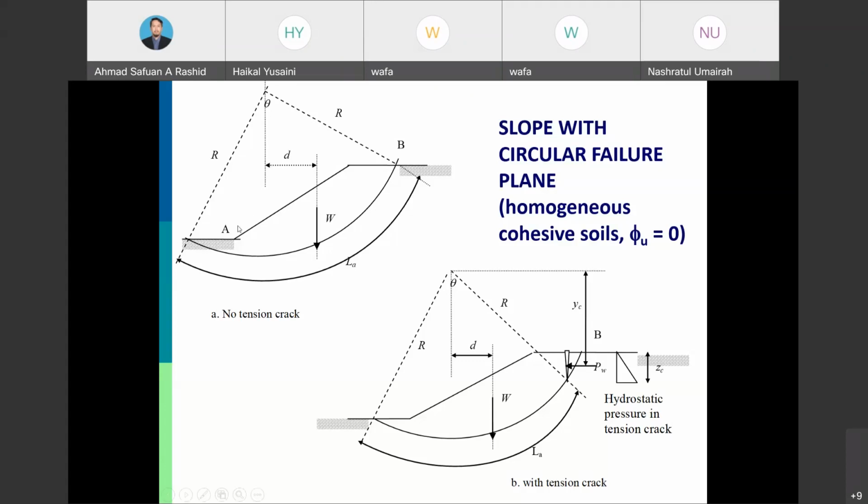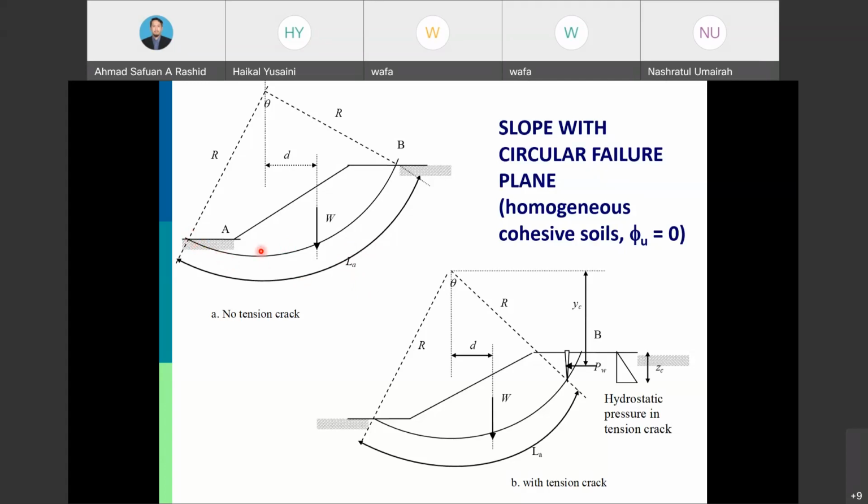While for the resisting moment, we need to determine the length of this failure block, which we note as LA. Then we need to multiply with the undrained strength, because we are using the total stress approach without any friction value.